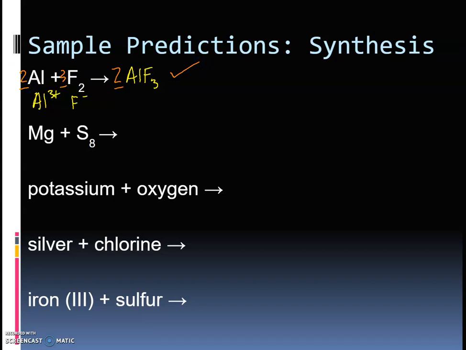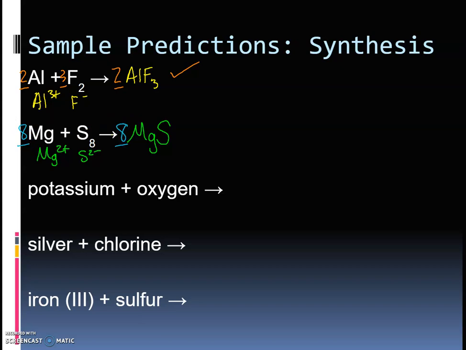Okay, next up we have Mg plus S8. Sometimes sulfur makes these little 8 clusters here. Mg is in column 2, so that's a 2+. Sulfur is in 16, so that is a 2-. So that makes MgS. Okay, 2+ cancels out a 2-. And then you need to balance it out. I need 8 sulfurs over here and 8 magnesiums there.